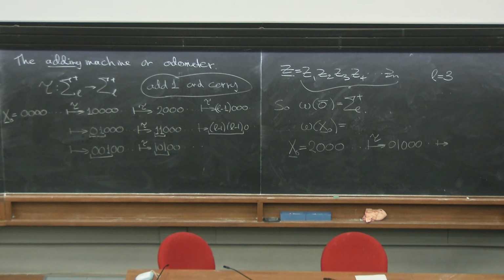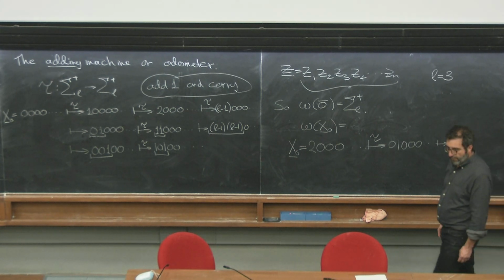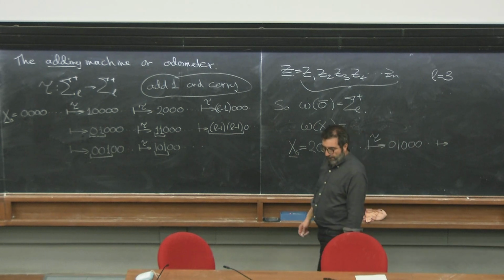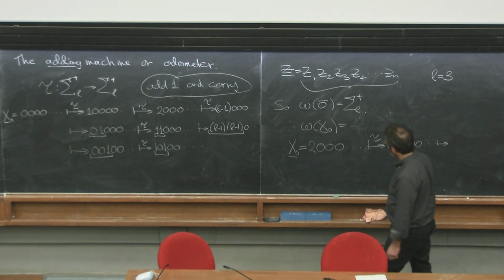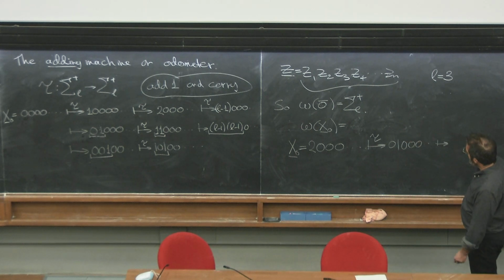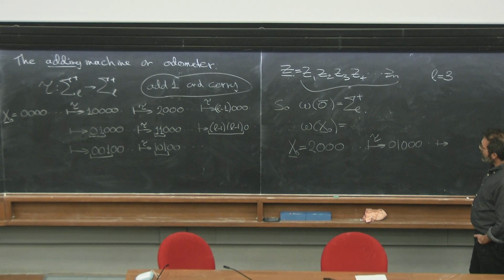It's just counting. We can reach any number from x naught. We just count from x naught to any number, and the first digits in our counting are Zn. So we can reach any number by counting. We start counting from x naught to the number that we want.